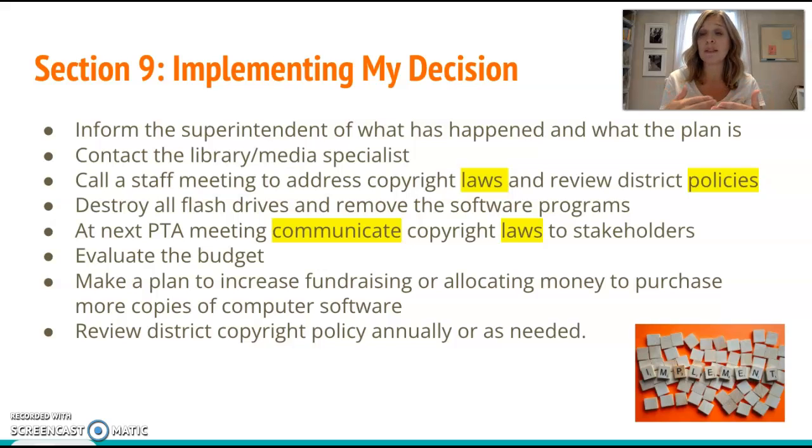would be the first step, taking any feedback that they may have about the plan and making adjustments. From there I would make a decision about how I move forward. But let's say that he or she agrees with the plan, then my next step would be to contact the library and media specialist. I think it's really important that she is the first contact.